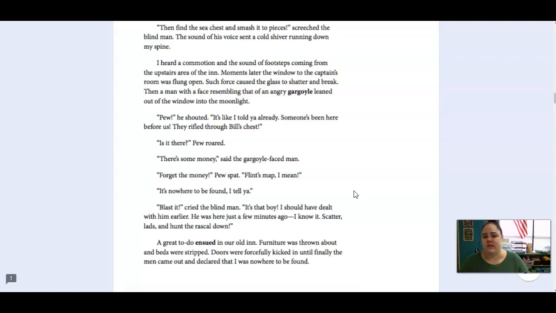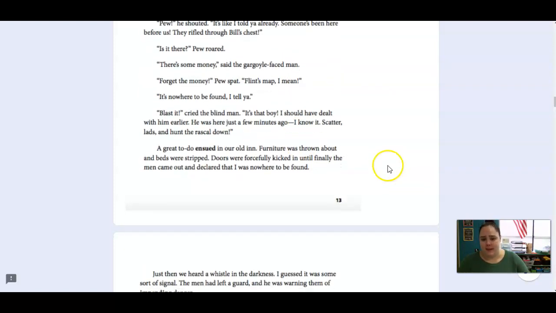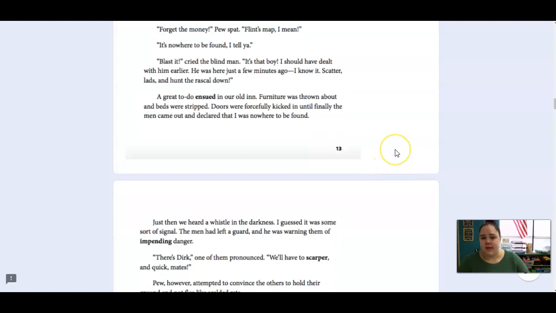Then a man with a face resembling that of an angry gargoyle leaned out of the window into the moonlight. "Pew!" he shouted. "It's like I told you already. Somebody's been here before us. They rifled through Bill's chest." "Is it there?" Pew roared. "There's some money," said the gargoyle-faced man. "Forget the money," Pew spat. "Flint's map, I mean." "It's nowhere to be found, I tell ya."